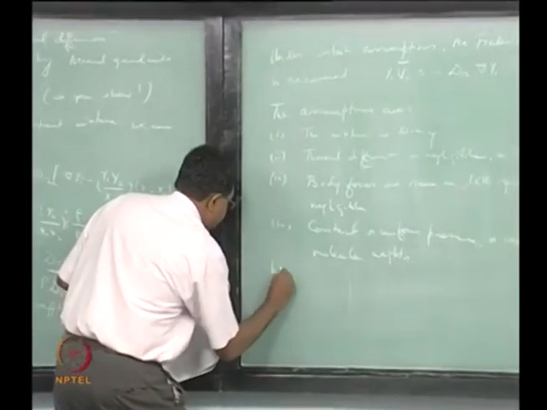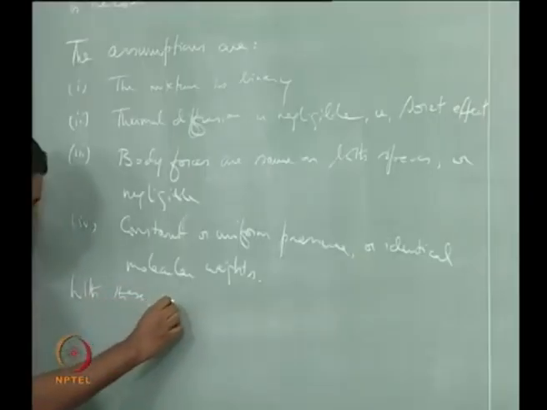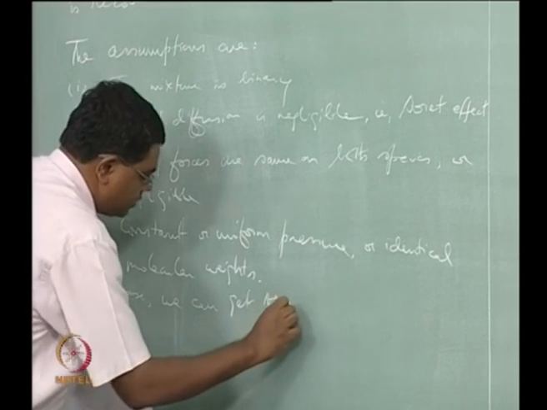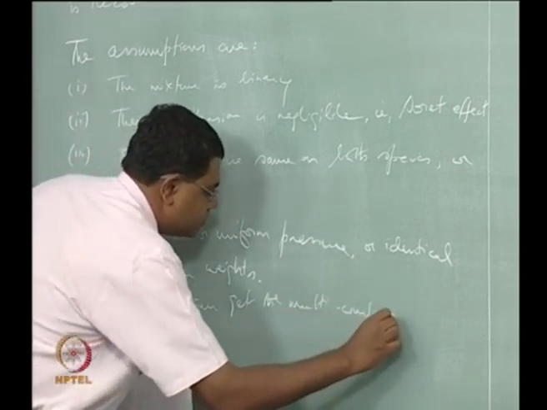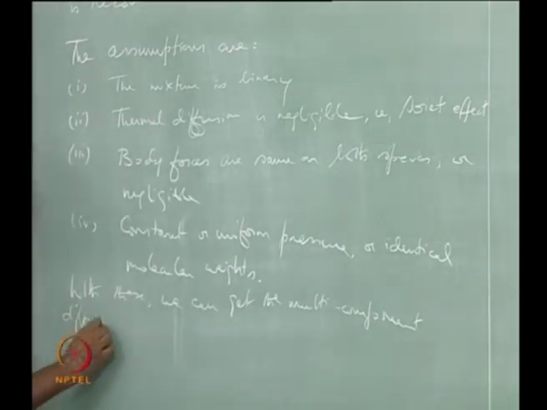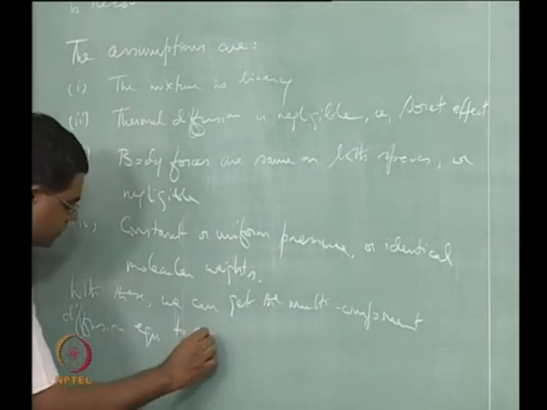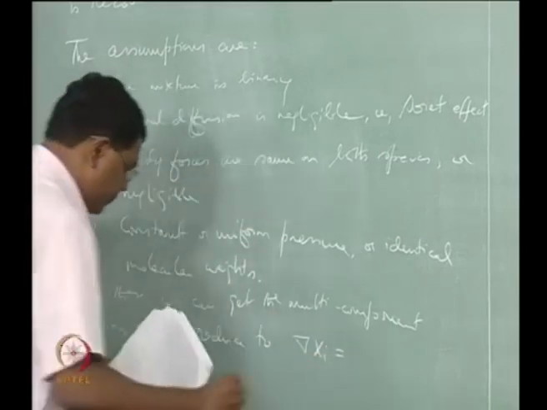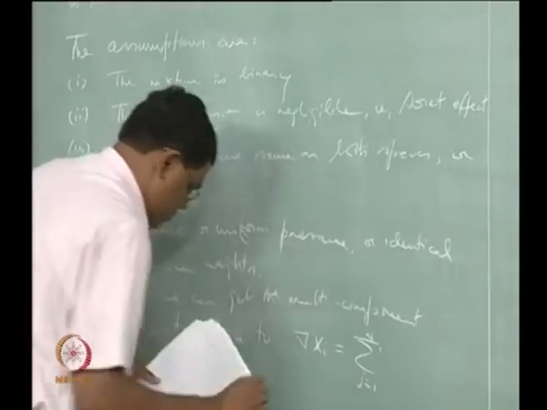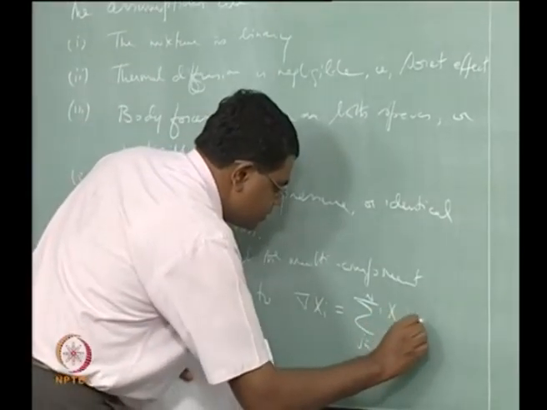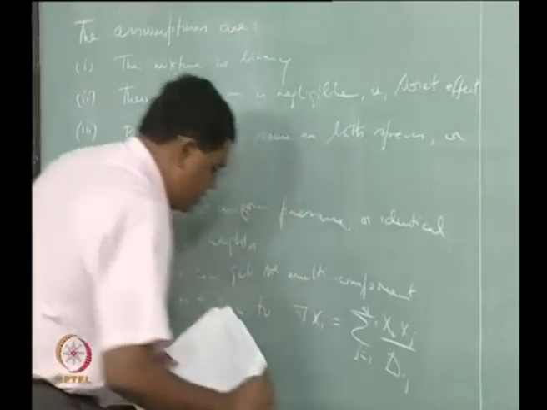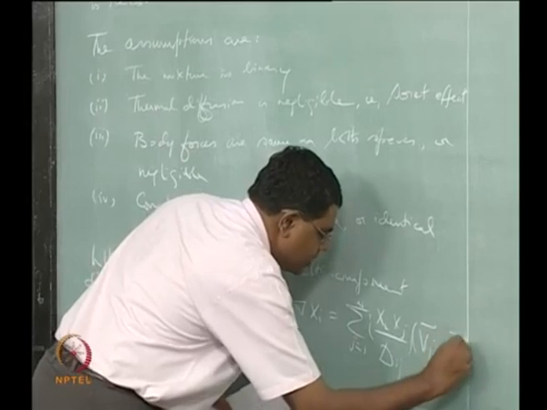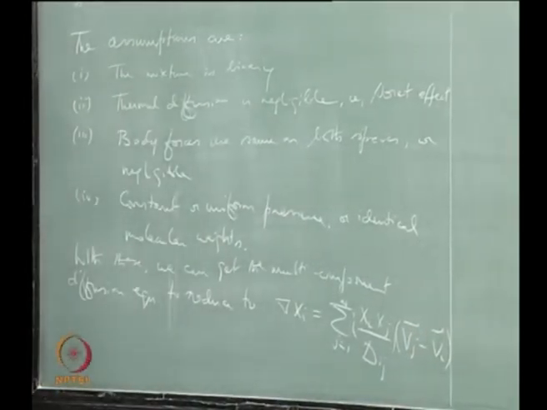So then with these, we can get the multi-component diffusion equation to reduce to gradient xi equals the sum over j equals 1 to n of xi xj divided by Dij times (vj vector minus vi vector), right? That's what we can get it to.